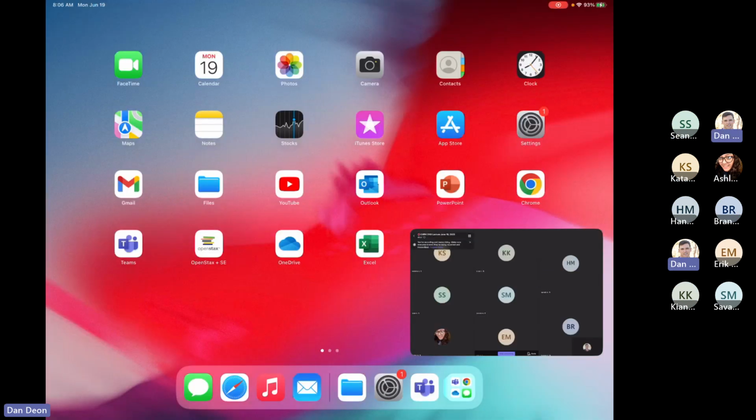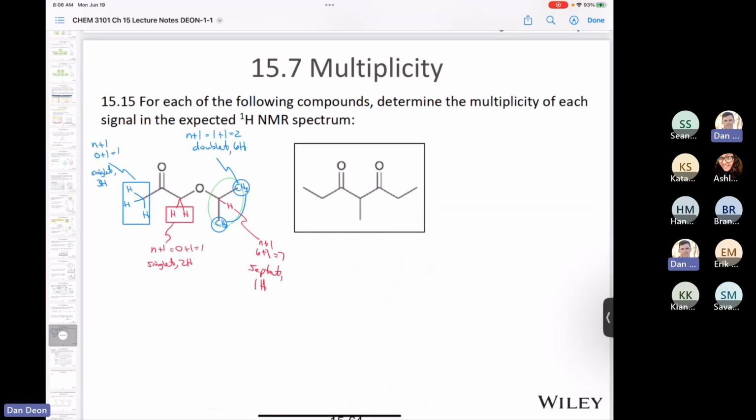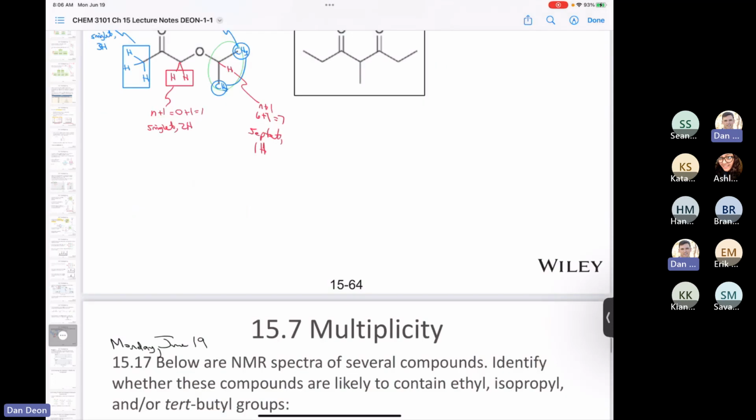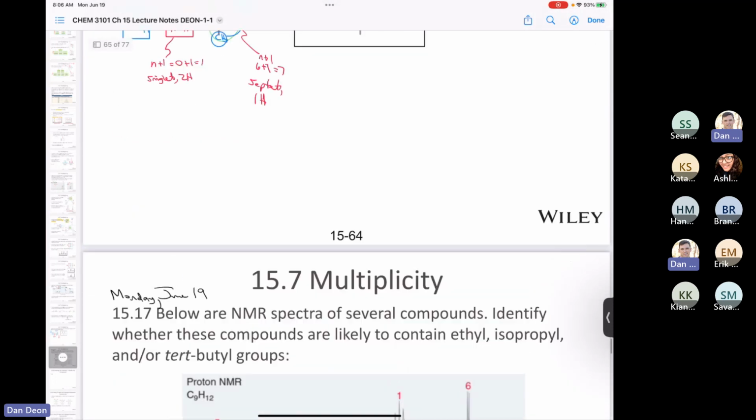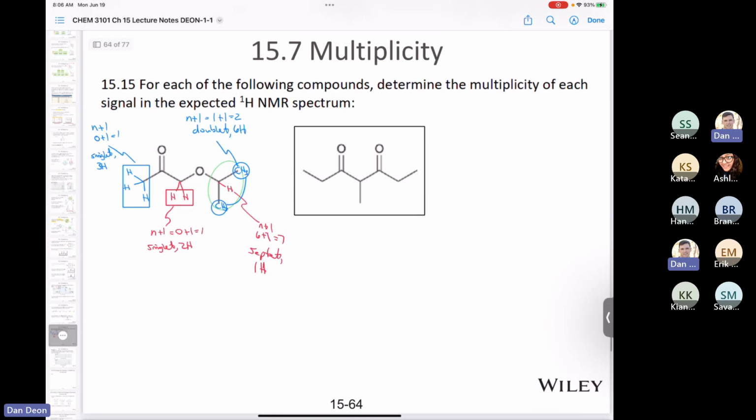Okie doke. So last class we left off here, Chemistry 3101, looking at question 15.15. And then I asked you to also take a look at question 15.17, but we're going to start over here. And you have to know the N+1 rule, okay? N+1, N stands for neighbors, is the way I think of it.